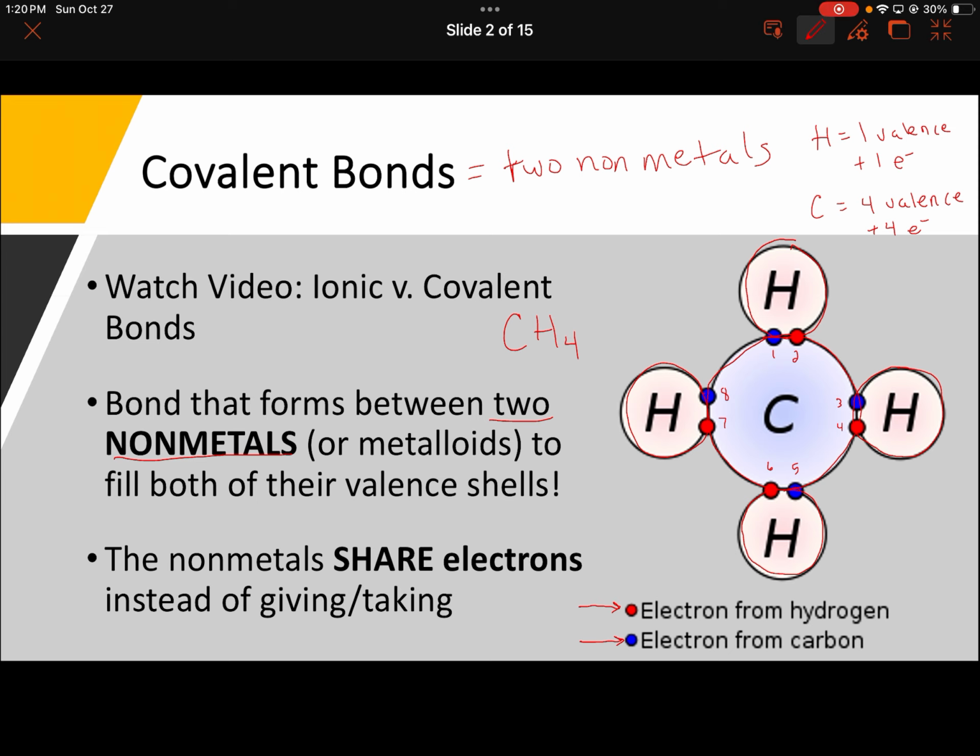So by a process of sharing electrons, hydrogen has 2. Each hydrogen has 2. And the carbon has 8. And so sharing those electrons, a bond is formed, and all of those elements are now considered stable. Remember, we talked about being stable and having a full outer energy level.